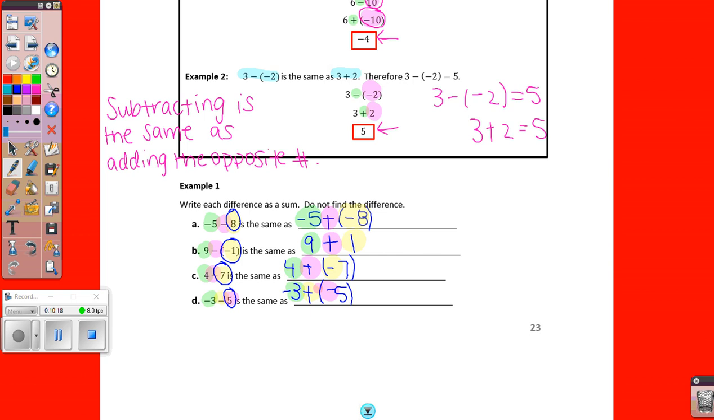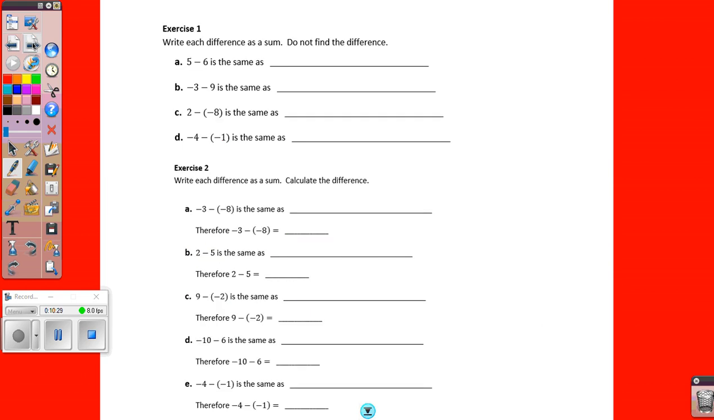So I'll let you work on the next exercise. Sorry, I lost my train of thought. Okay, so flip to the next page. You'll notice that there's two exercises. And exercise 1 is just like our example where you're just writing the difference as a sum. So you're rewriting the problem to an addition sentence. Exercise 2 is going to take it to the next step where it says, okay, write the difference as a sum and then find the answer.